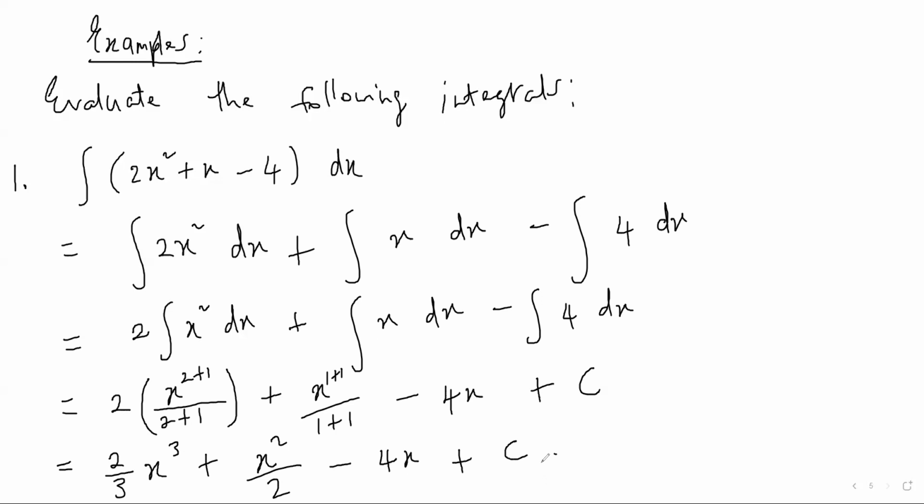So now we've got 2 over 3, x to the power 3, plus x to the power 2 over 2, minus 4x plus c. So that's the final answer for this particular one. That's how you evaluate this integral. Now let's move on to the next one, without wasting any time.